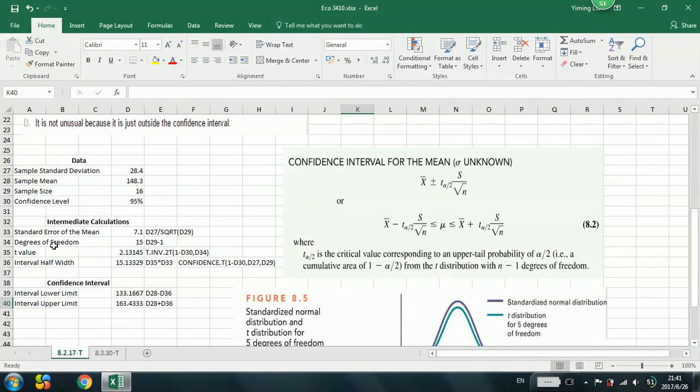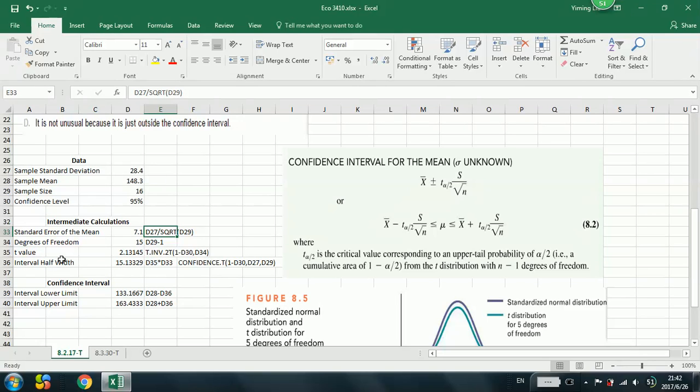Then we move on to the intermediate calculations. First of all, we calculate the standard error of the mean, which is the sample standard deviation divided by the square root of the sample size, which gives us 7.1. On the right-hand side is the built-in function that we use to calculate this result. Next, the degree of freedom is the sample size minus 1, which is 15. For the t-value, we use the built-in Excel function T.INV.2T. In the parentheses, we have 1 minus the confidence level, comma, and the degree of freedom, which is 15, and that gives us this answer here.